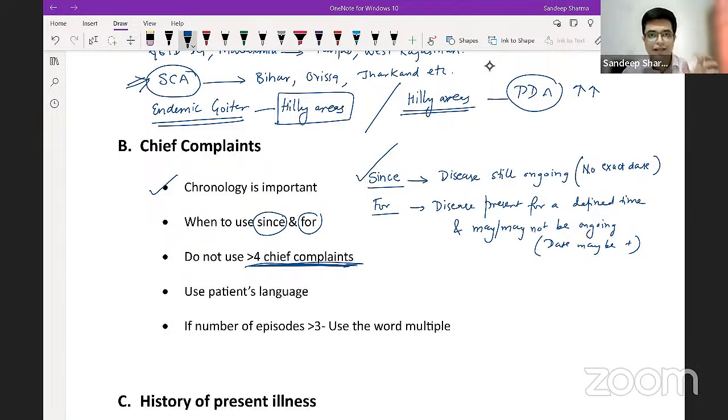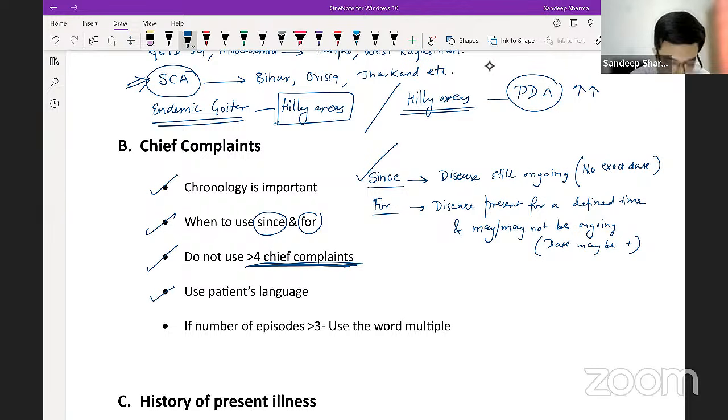Suppose there is a child with upper respiratory infection coming to you. So you will not write headaches since itne days, fever since itne days, and so on. You will simply say fever since 5 days. Since word use kiya because it is still going on. Child also has cough and other respiratory symptoms since 3 days. When you talk about history of present illness, then you will elaborate what are the other complaints. So you got my point. You will not go into too many details in the chief complaint.